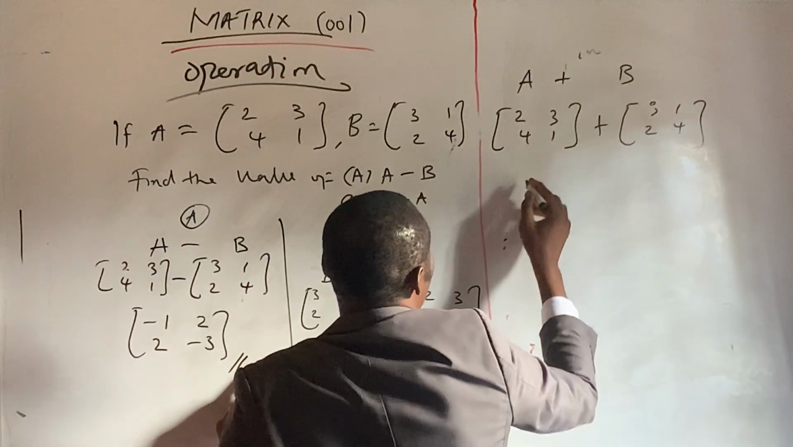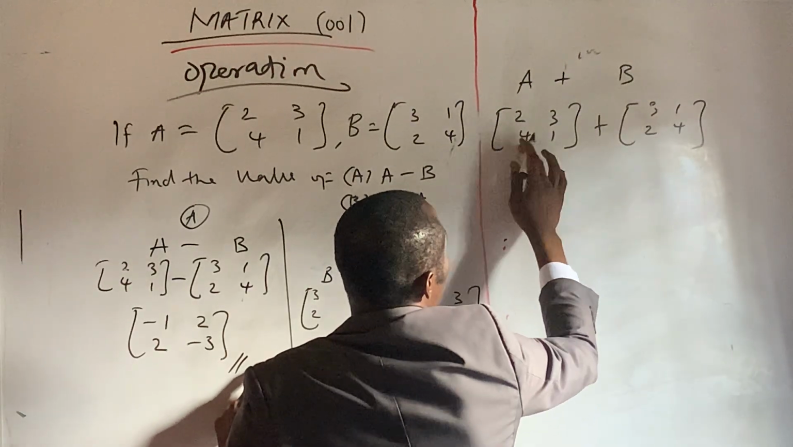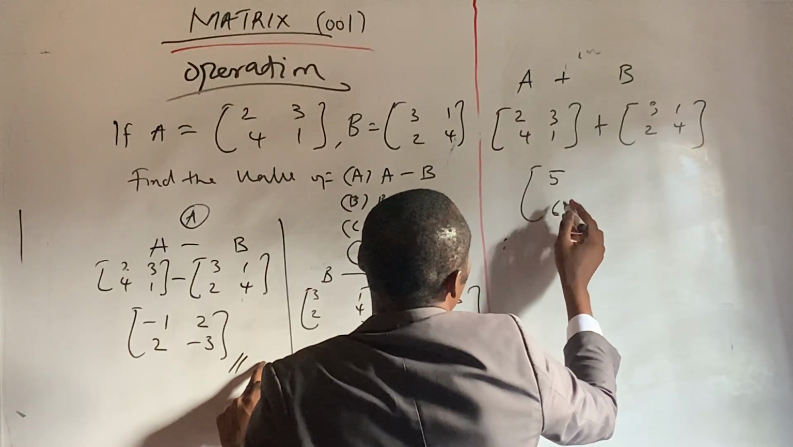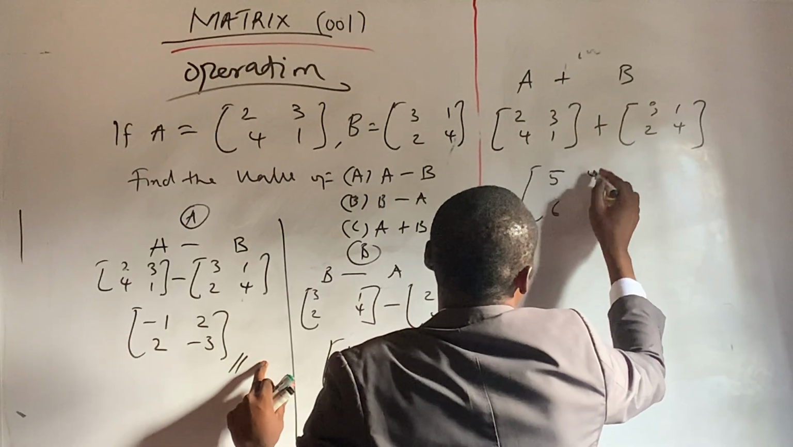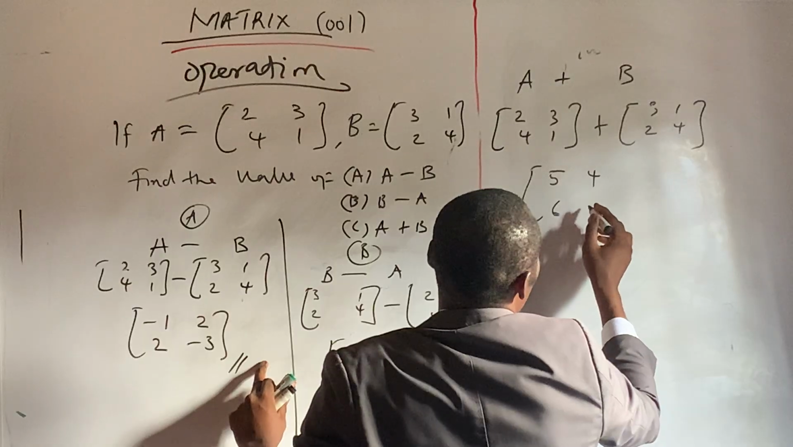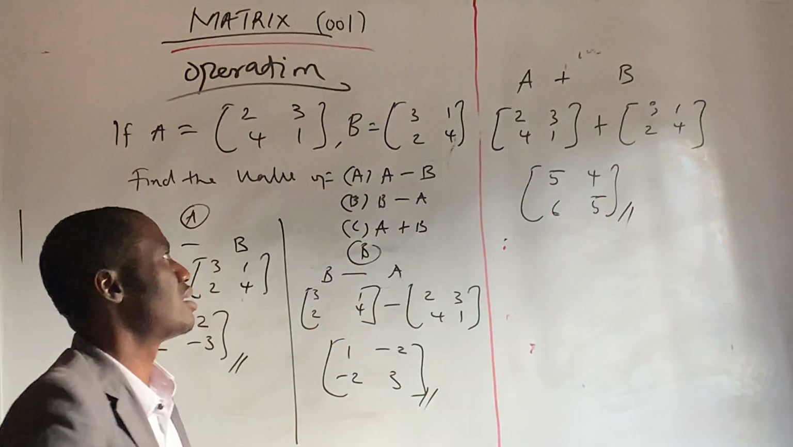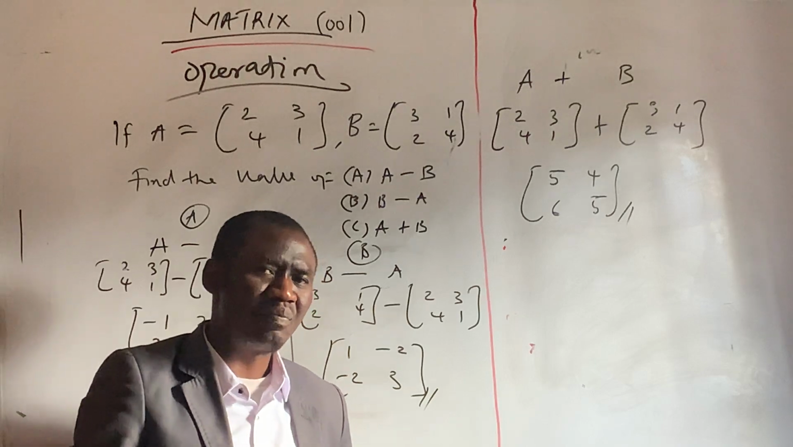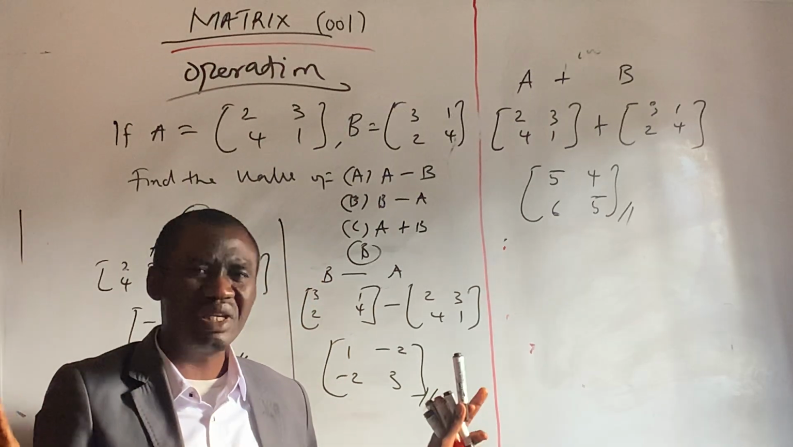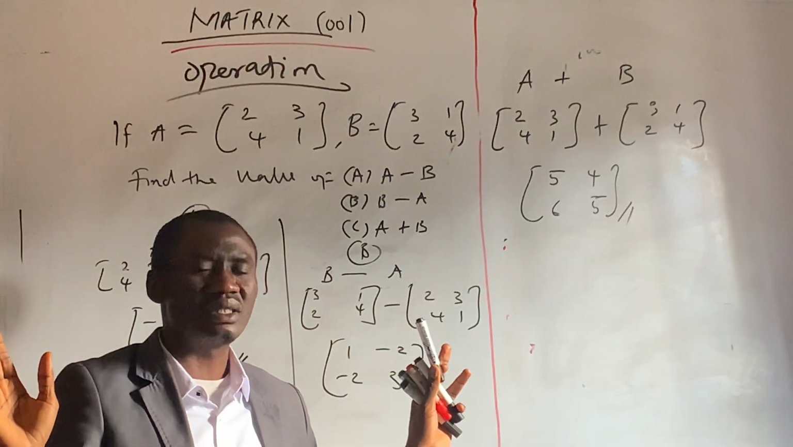Now 2 plus 3, that will give me 5. 4 plus 2, that will give me 6. 3 plus 1, that will give me 4. 1 plus 4, that will give me 5. So this is the final answer. I hope you get the pattern and the way we solve this. It's very easy. This is the easiest concept.